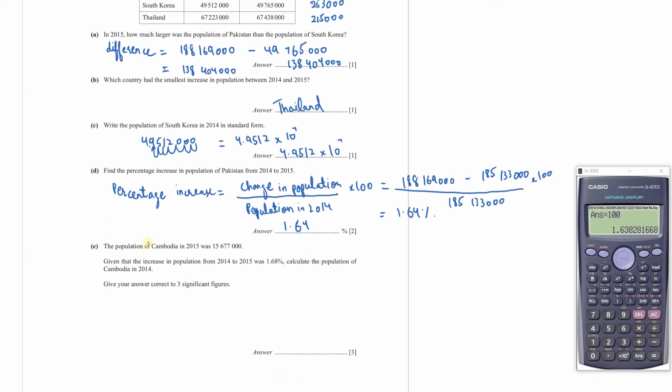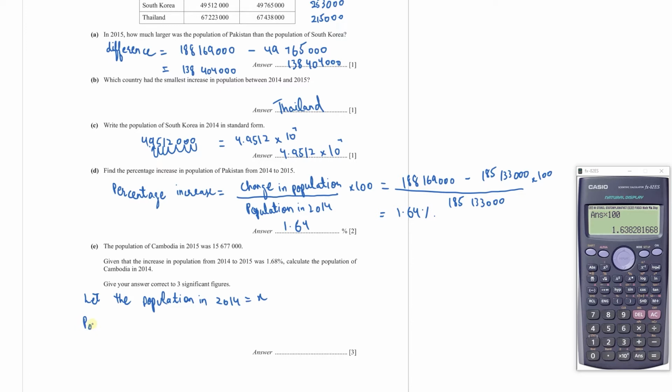Part E is, the population of Cambodia in 2015 was this much. Given that the increase in population from 2014 to 2015 was 1.68%, calculate the population of Cambodia in 2014. Give your answer correct to 3 significant figures. So let the population in 2014 equal X. So the percentage increase from 2014 to 2015 was 1.68%.